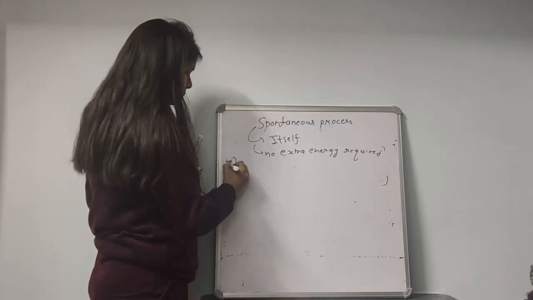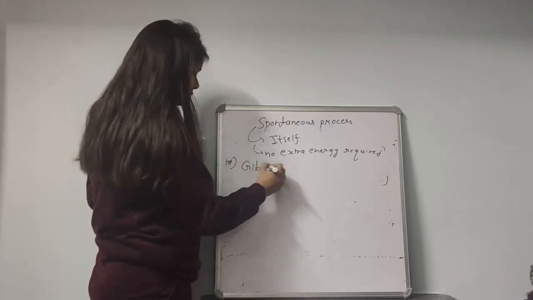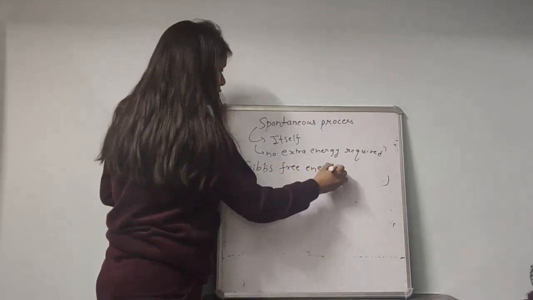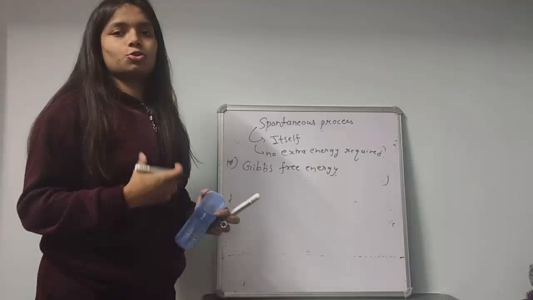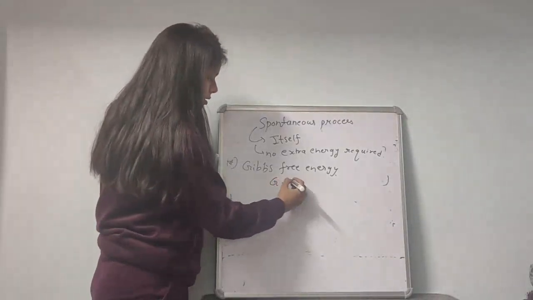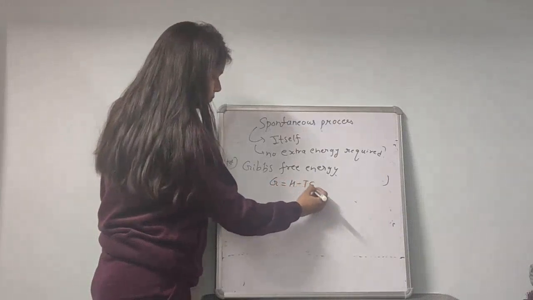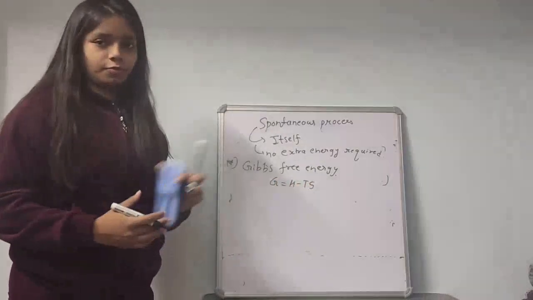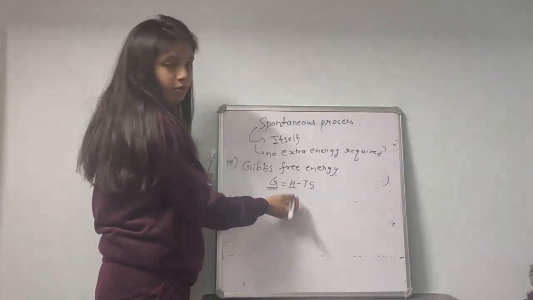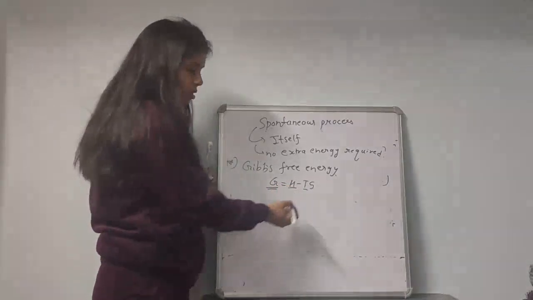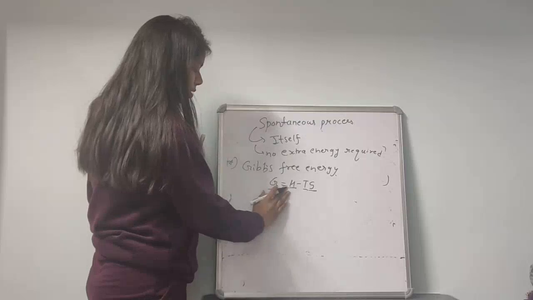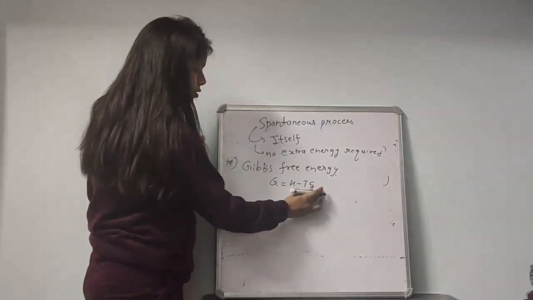Then we take Gibbs free energy. This theory is 100% true to check the spontaneity of reactions. It is given by one formula, G = H - TS. In this, G represents the Gibbs free energy, H is enthalpy, T is temperature, and S is entropy. Okay, so let's see some basic properties of this.